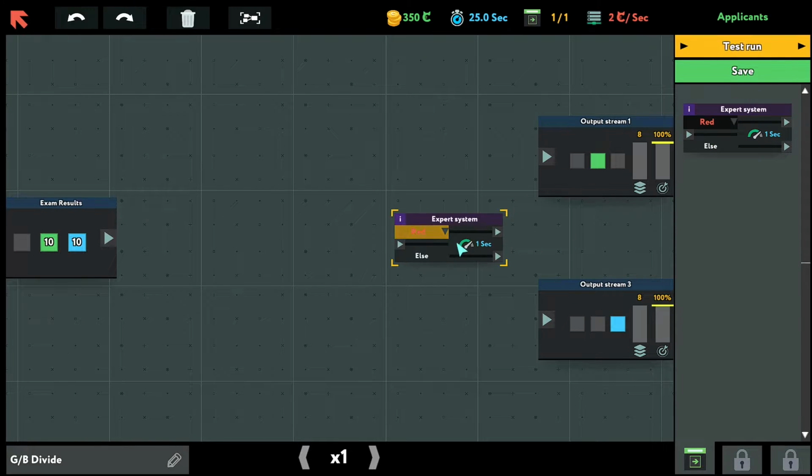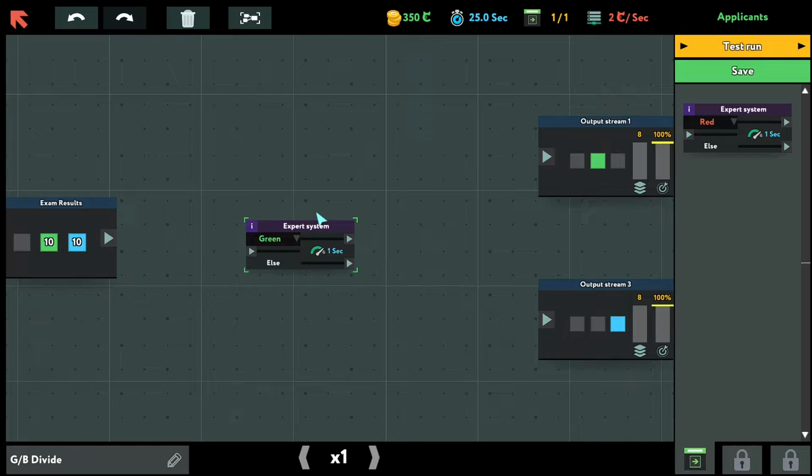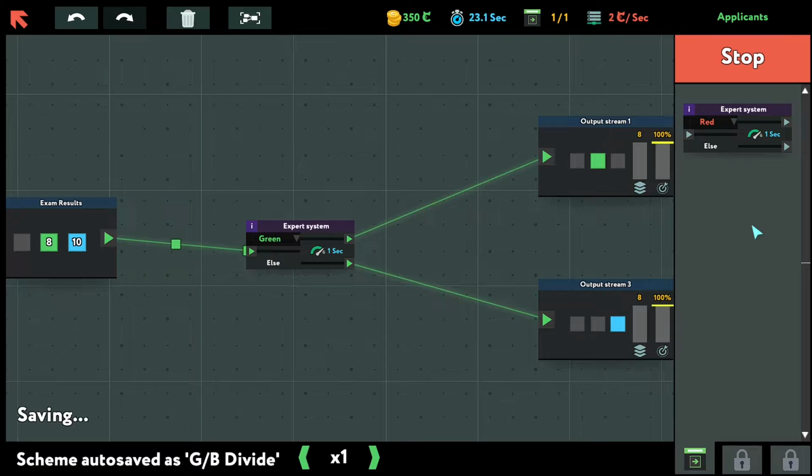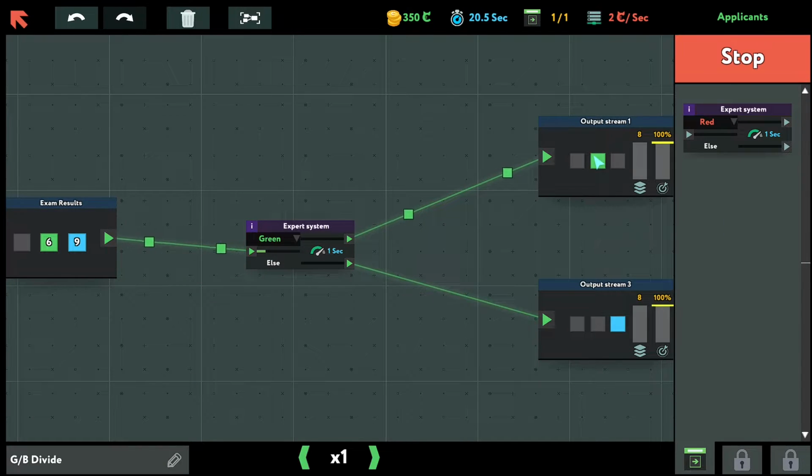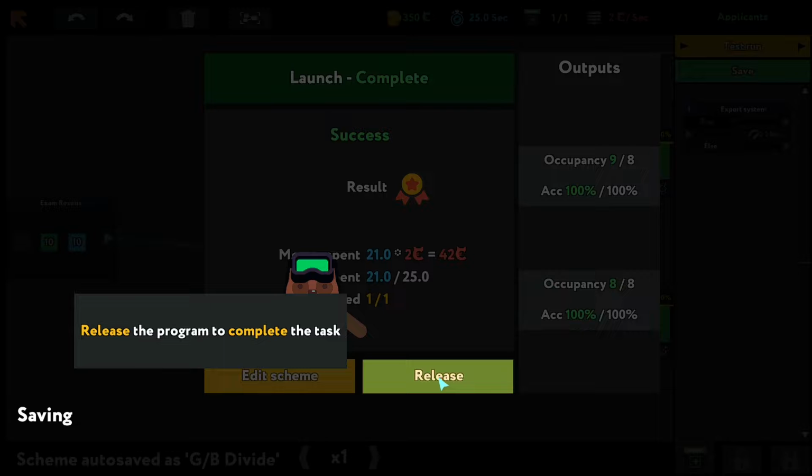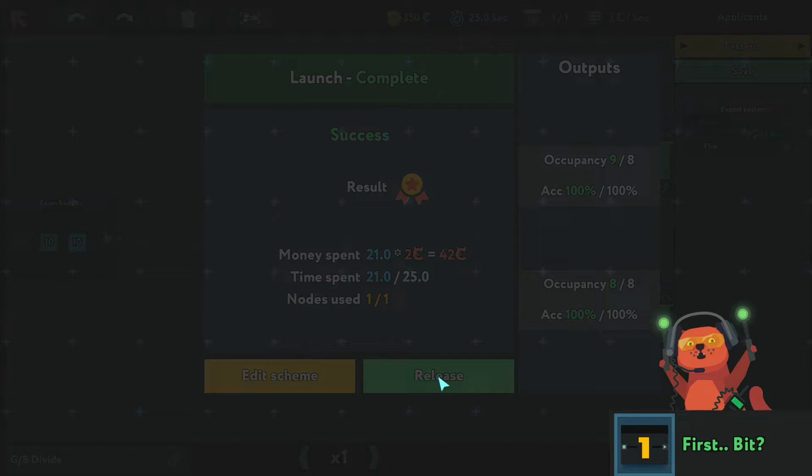Okay, so if I put this here, then I say green goes there, otherwise we go there, and then I hit go, then we see what happens. So the green ones go over here, and everything else goes over here. This is excellent. This works as intended. Release the program to complete the task. Okay.